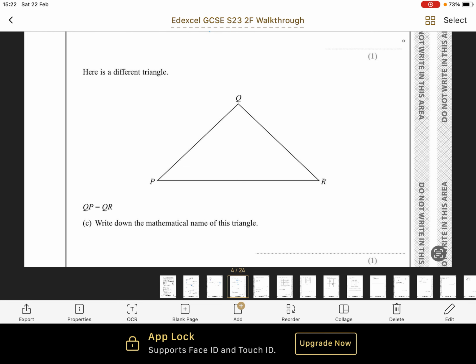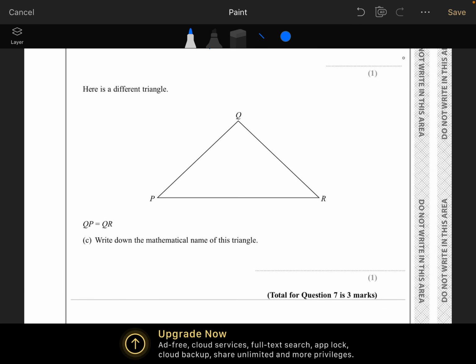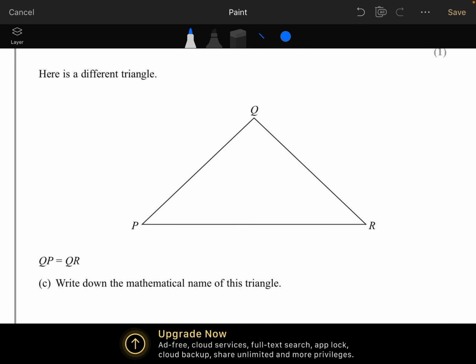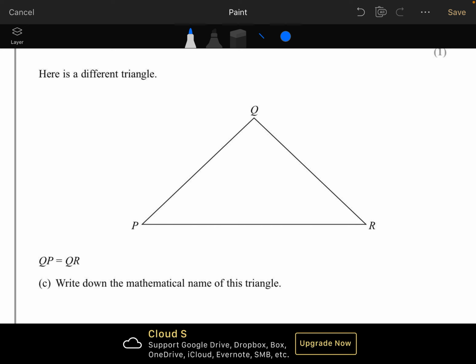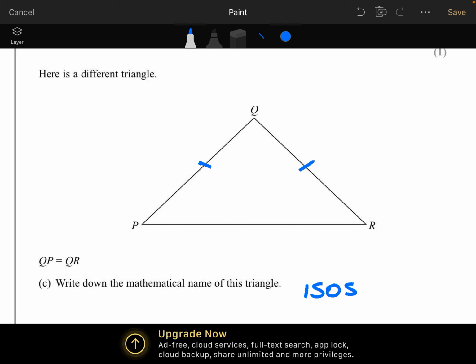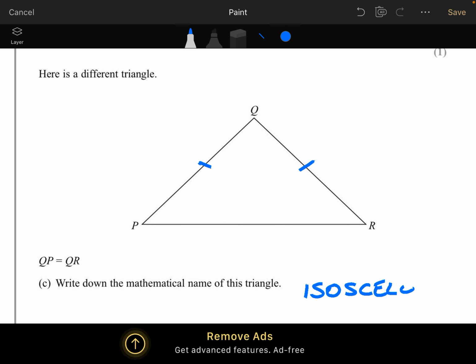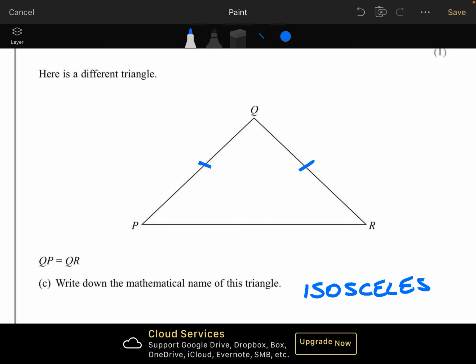Okay, now moving on. So here is a different triangle, and it says QP is equal to QR. That means this side here from Q to P is equal to the side Q to R. This is a triangle with two sides the same length, and that is an isosceles triangle. They won't be too concerned about the exact spelling, but that is the correct spelling.